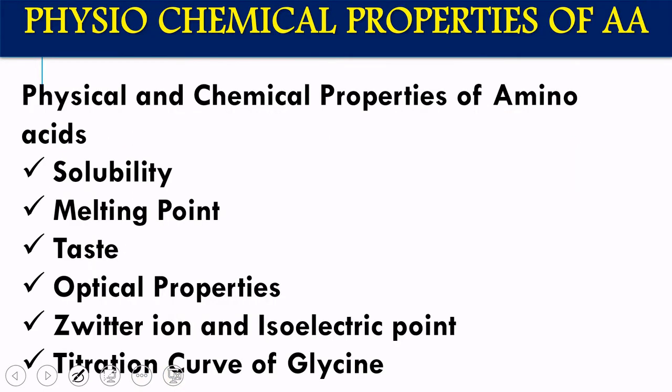There are different types of properties of amino acids. Amino acids have a number of physicochemical properties, and these vary. It will be like solubility, melting point, taste, optical properties, dissociation, isoelectric pH, and the titration curve of glycine. So different types of properties are there.